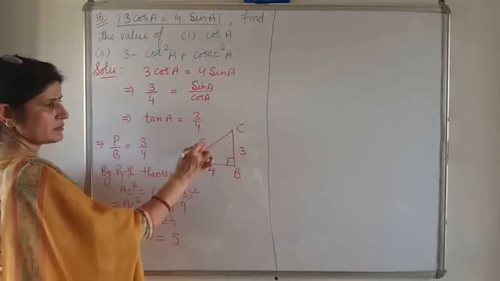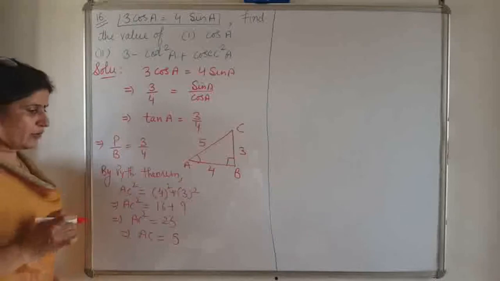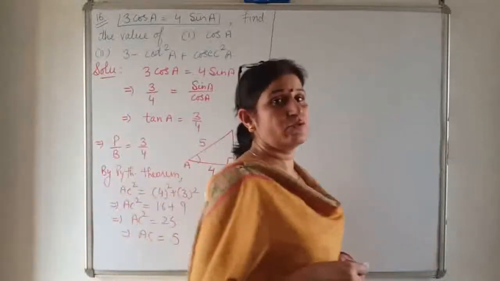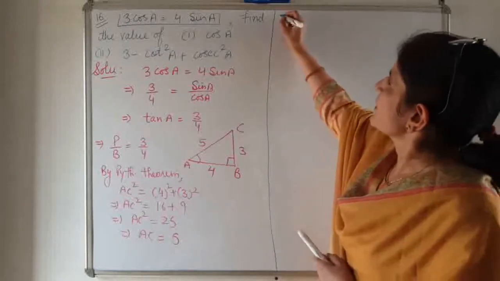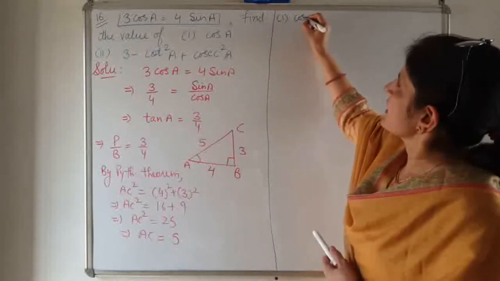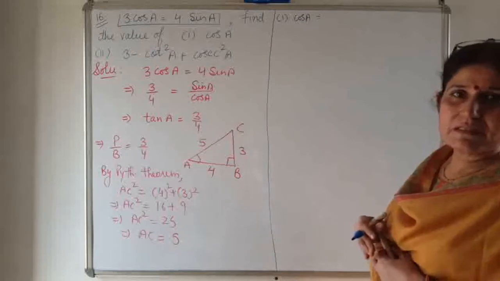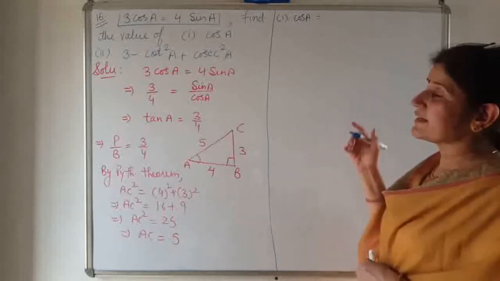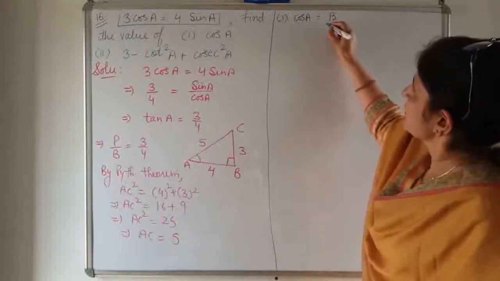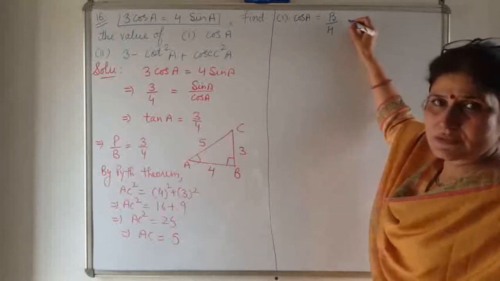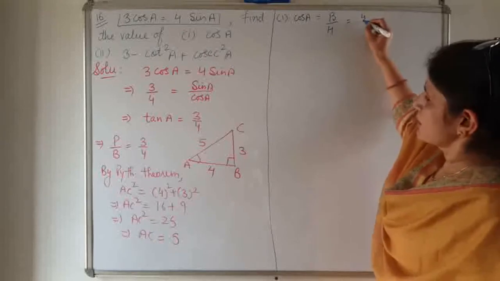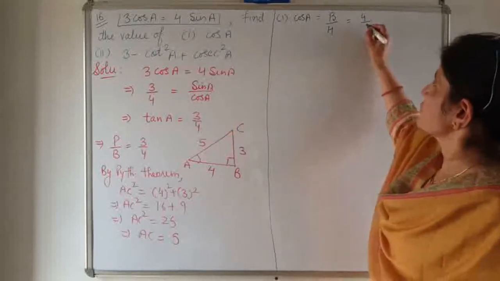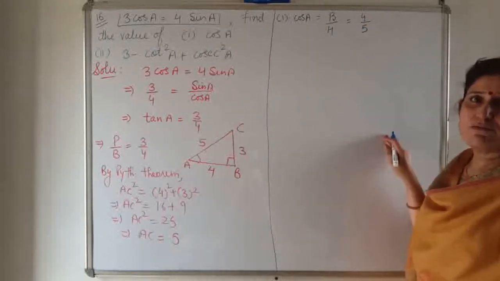So this is 5. After calculating all three sides, now we have to find first part. What is first part? First part is cos A. Means which two sides ratio we will take? Base upon hypotenuse. Base is 4, hypotenuse is 5. So this is answer of our first part.